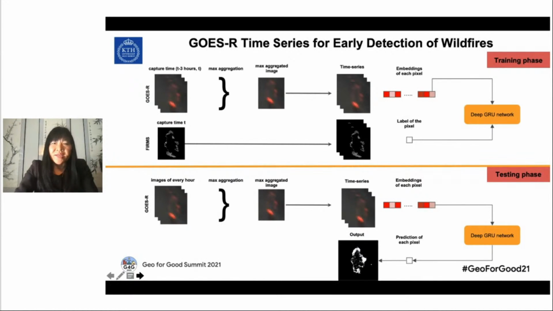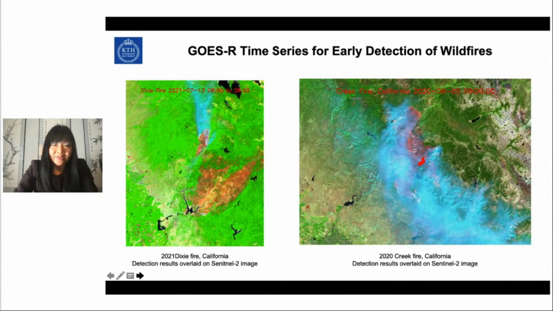So we have used a deep learning framework for early detection of wildfires using GOES-R time series. The results are quite good. So we are able to detect fires as early as possible, sometimes earlier than the VIIRS wildfire detection time or than reported time. So this is very significant. So if we're able to do this on a global scale.